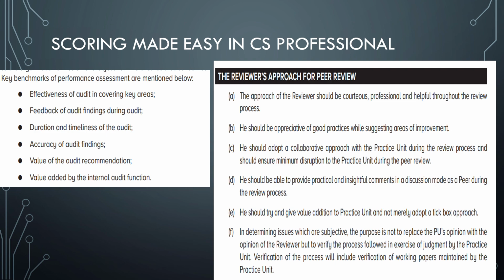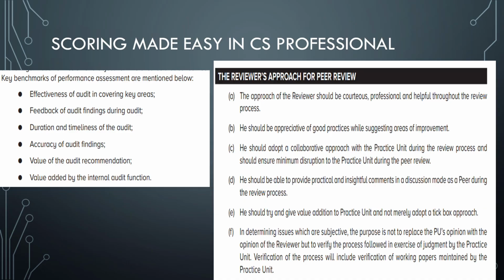B and D should be read together. That is why I went to the D point. Now coming to the C point, it should adopt a collaborative approach. What approach? Repeat after me. Collaborative approach with the practice unit during the review process, and should ensure minimum disruption to the practice unit. And the fifth point is it should try and give value addition to the practice unit and not merely adopt a tick box approach.